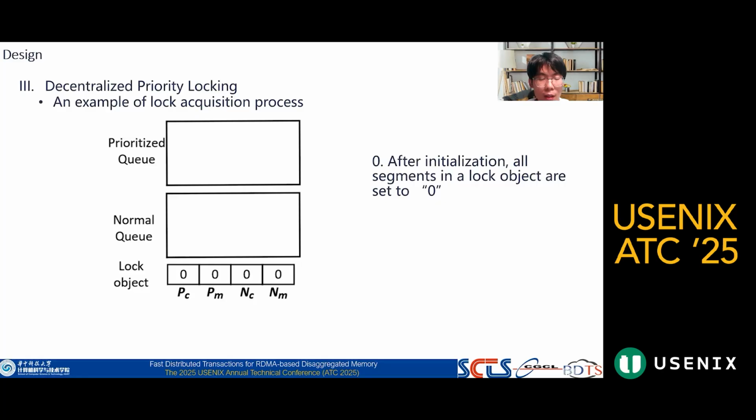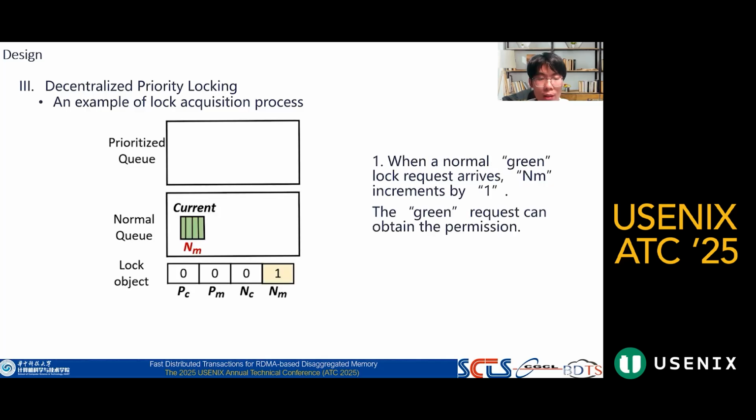For easy understanding, let's look at an example of lock acquisition. After initialization, all 4 segments of the lock object are 0. Then, a green coordinator requests the lock by issuing an RDMA fetch-and-add primitive to add 1 to NM. Since there is only one request, it obtains the permission and can modify the related data.